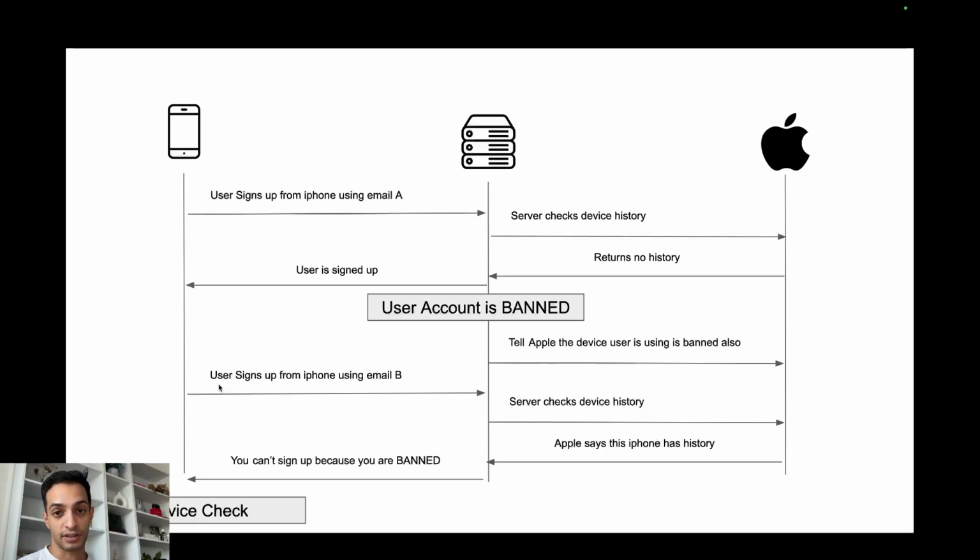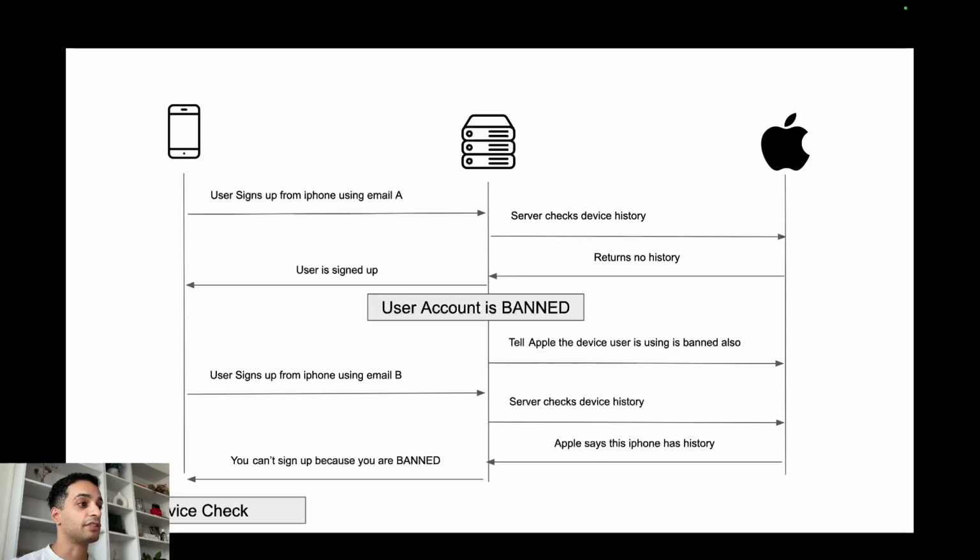Then they try to sign up using a different email address, and when they try to sign up, your server is going to ask Apple, has this device been banned before? And then Apple will say, yes, you did tell us before that this iPhone has been banned. And then you say, all right, this iPhone is banned, so I'm going to prevent them from creating a new account. And this is how you can check the device instead of just the email when you sign up users. The only way around this is if the user buys a totally new iPhone. So this is DeviceCheck.